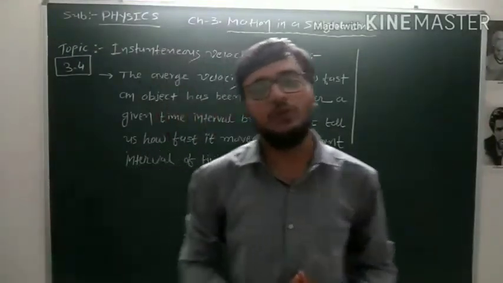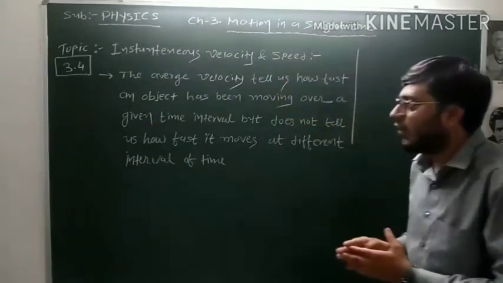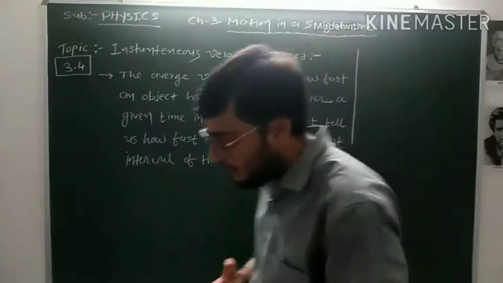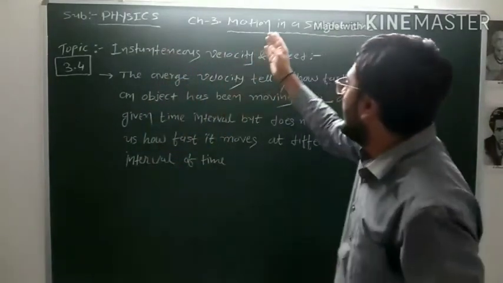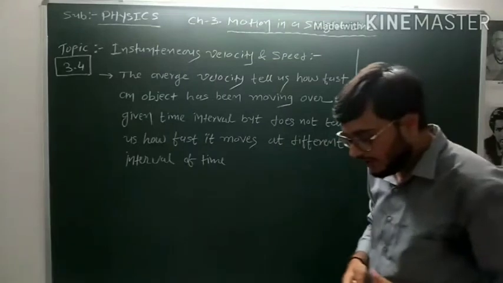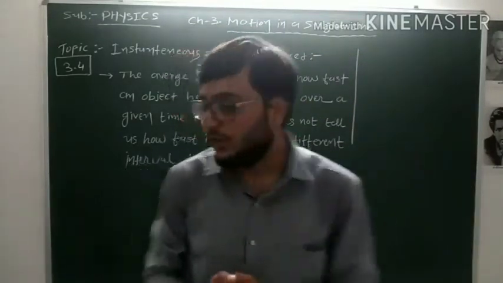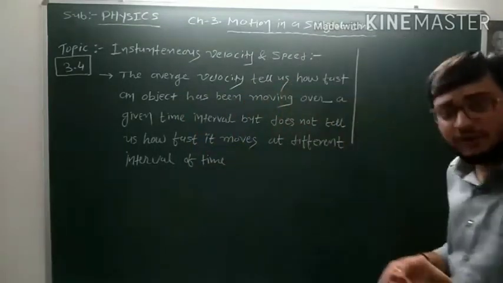Savani Group of School. Today we are going to discuss topic number 3.4, that is instantaneous velocity and speed, in chapter number 3, motion in a straight line. Here we introduce the instantaneous velocity. Why is it introduced?